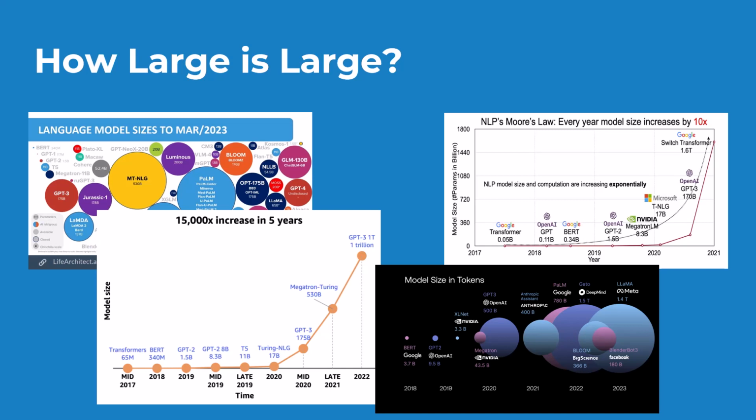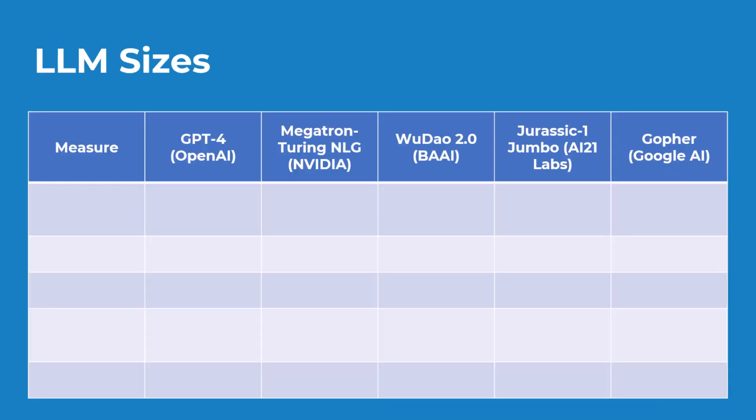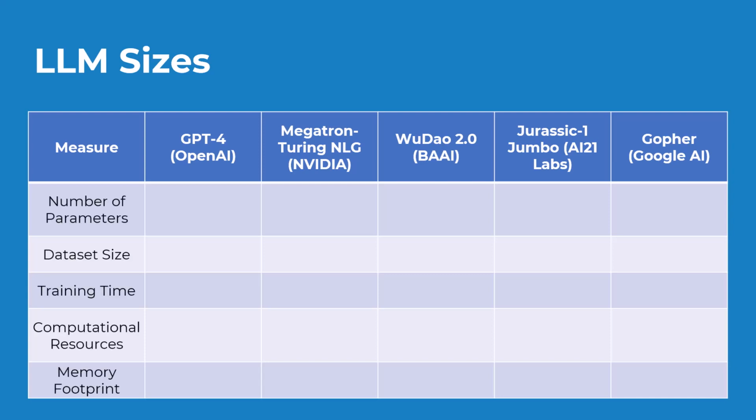Larger models with more parameters can capture more nuanced patterns in the data, but require more computational power to train and run. There are 4 more measures. Let me show you in a table. Here we go. In this table, we have 5 randomly selected large language models at the top and the measures on the left. From the top down, they are number of parameters in billion, dataset size in terabyte, training time, computational resources, and the memory footprint.